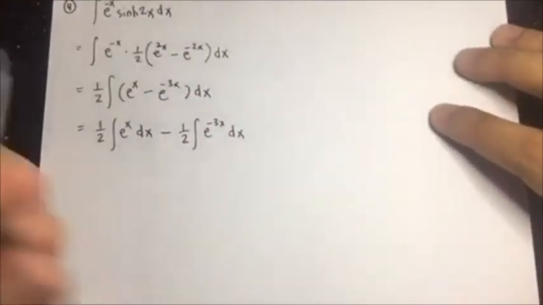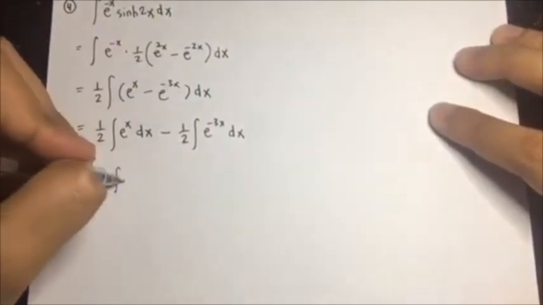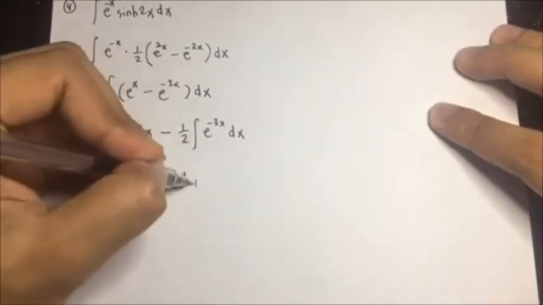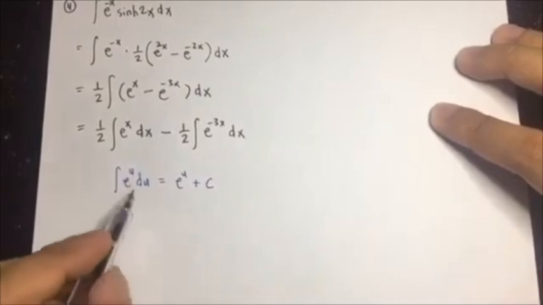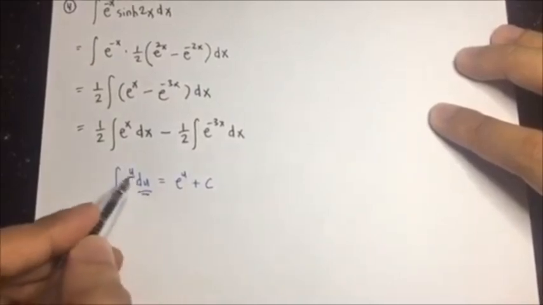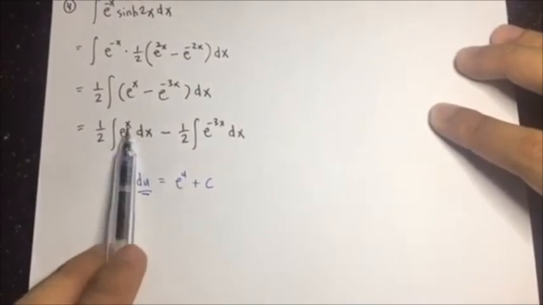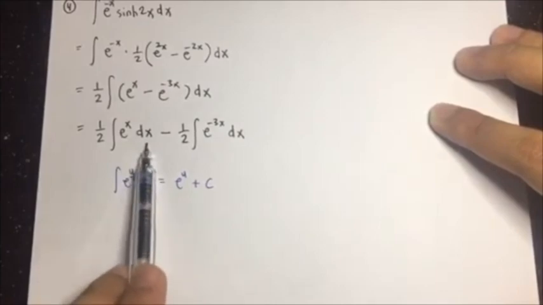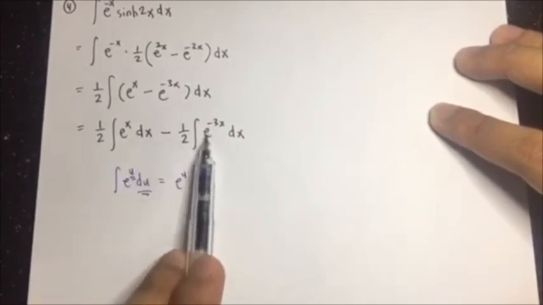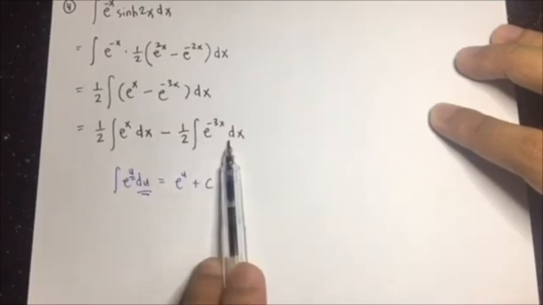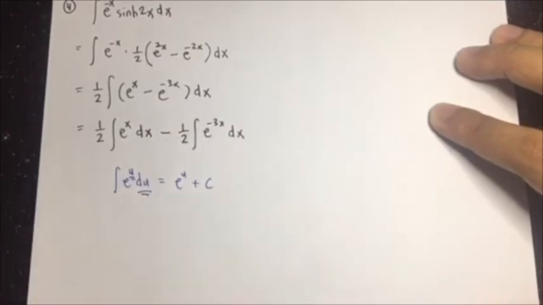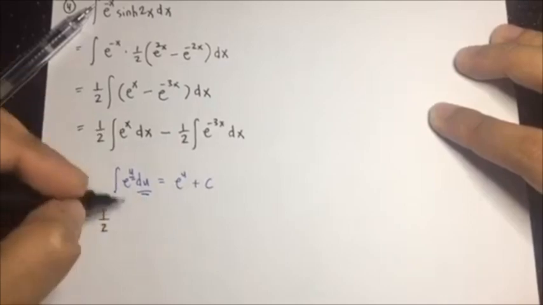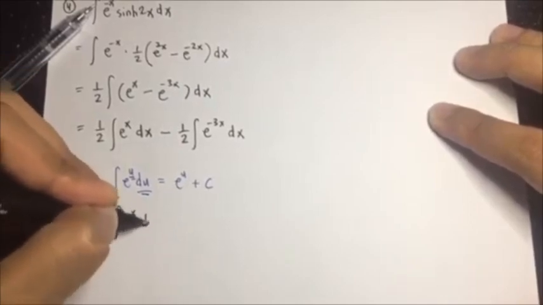Let's recall that the integral of e to the u du is equal to e to the u plus c. Remember that the du should be the complete differential of u. So let's check. Here our u is x, so our complete differential is dx. Check. However, in the other one, our u is negative 3x, therefore our du should be negative 3 dx. So this will be 1/2 integral of e to the x dx.